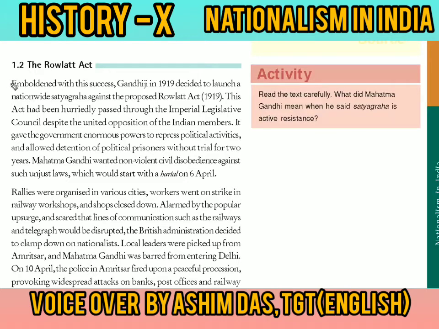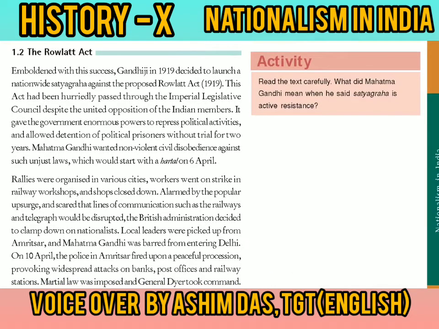The next topic we are going to read is the Rowlatt Act. So what was this Rowlatt Act? Emboldened by this success, when he saw that in Champaran, Ahmedabad, Kheda and all these places the people were giving him a good response, Mahatma Gandhi in the year 1919 decided to launch a nationwide Satyagraha, meaning covering the whole nation, against the proposed Rowlatt Act, which was passed in the year 1919. This act had been hurriedly passed through the Imperial Legislative Council, despite the united opposition of the Indian members. So all the members of the Indian side opposed it, but still it was passed.